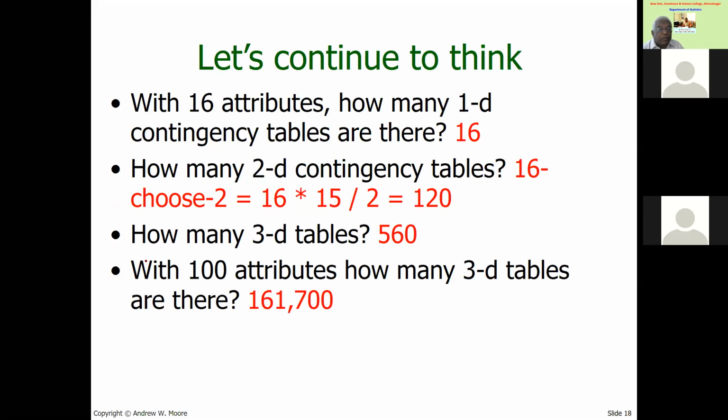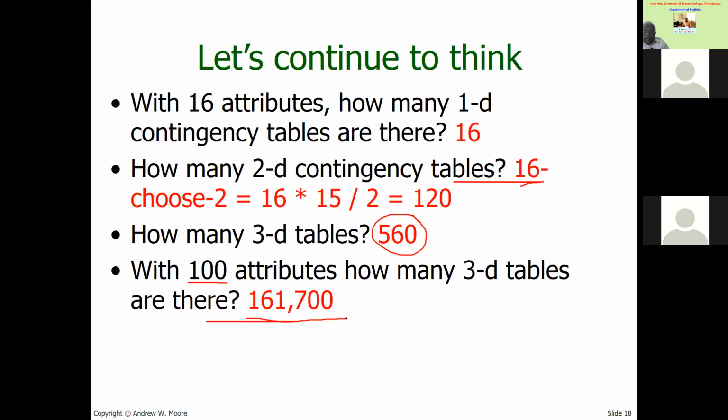How many three-dimensional contingency tables are there? It is 560 with 16 attributes. But with 100 attributes, how many will be three-dimensional contingency tables? It is something like 1,61,700. Now, simple contingency tables are sometimes easier, but so many counts, 560, 120.